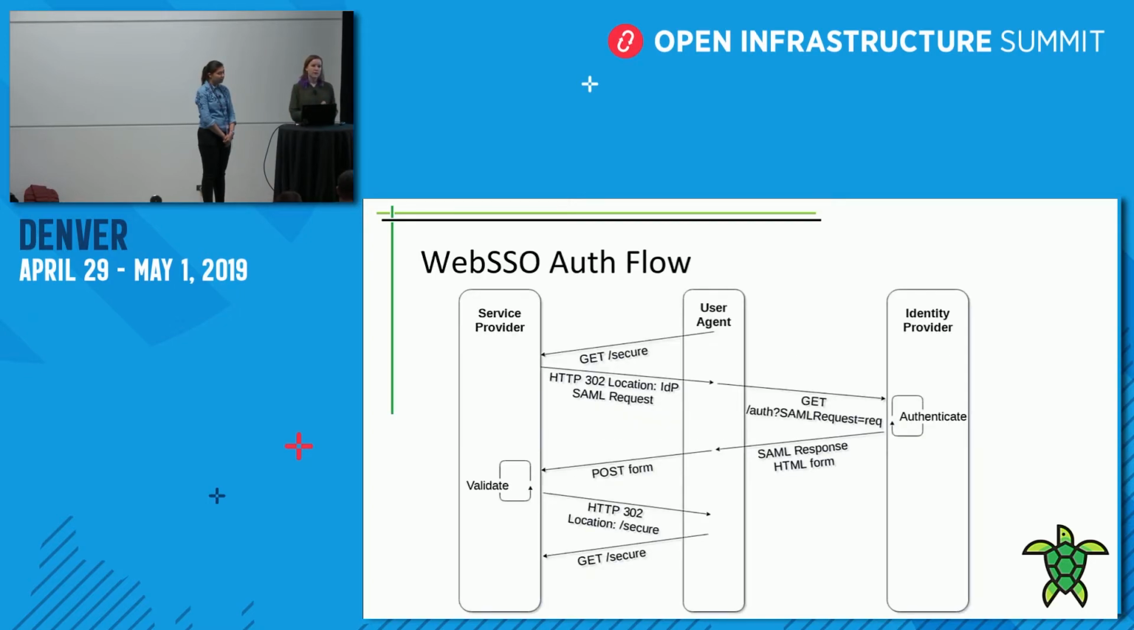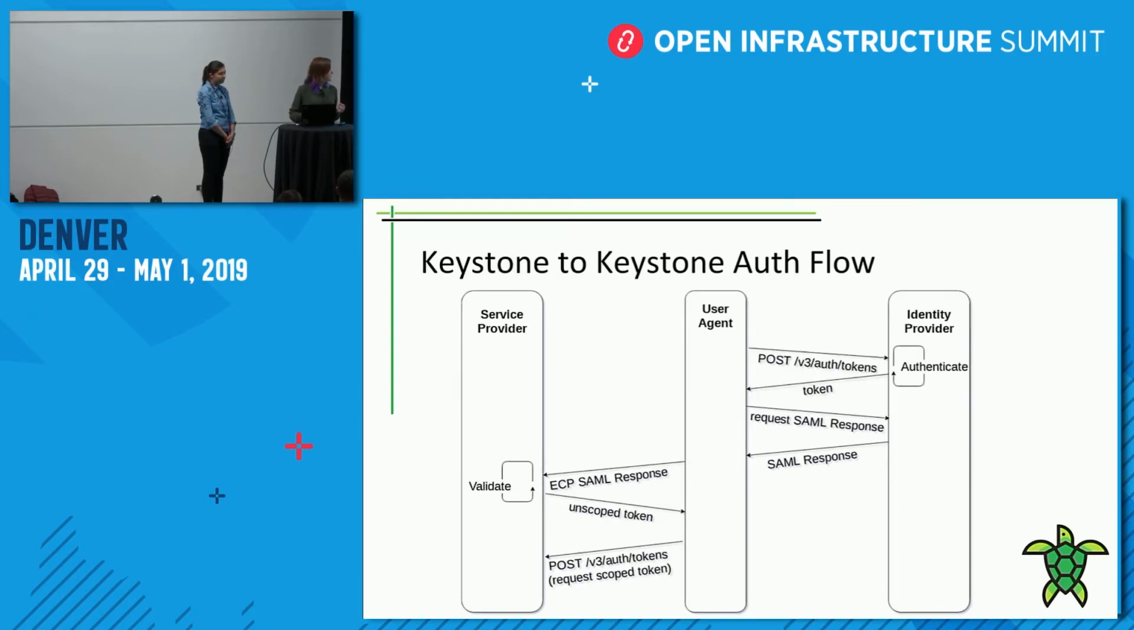So this is what you would see for the standard WebSSO profile. The user's browser makes a request to the service provider, and that starts a sequence of steps where they are redirected with an HTTP redirect to the identity provider. They do their authentication, filling out their credentials in some kind of web form, and then the browser receives a SAML response from the identity provider that contains the SAML assertion. The browser then posts that back to the service provider, and finally the user can get the resource they need. I show that for comparison, but again, this is not what we do in Keystone to Keystone.